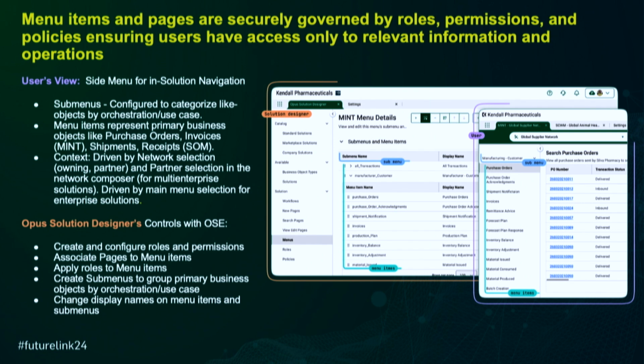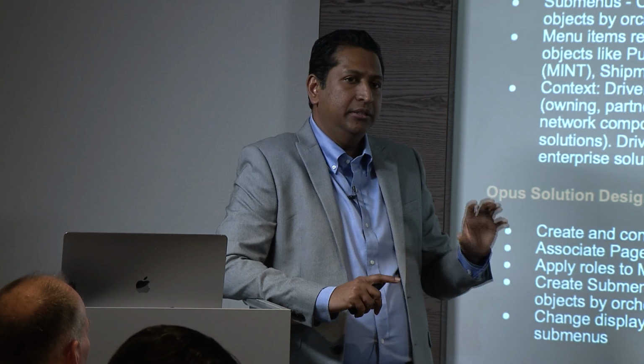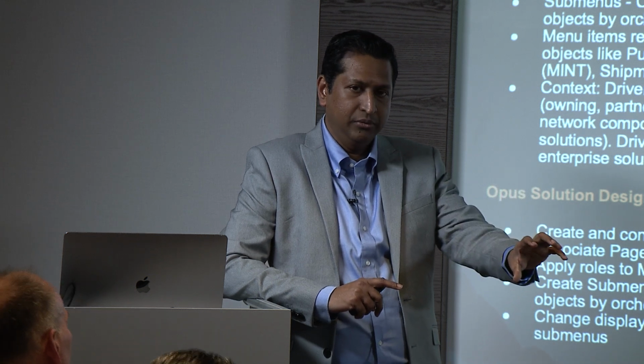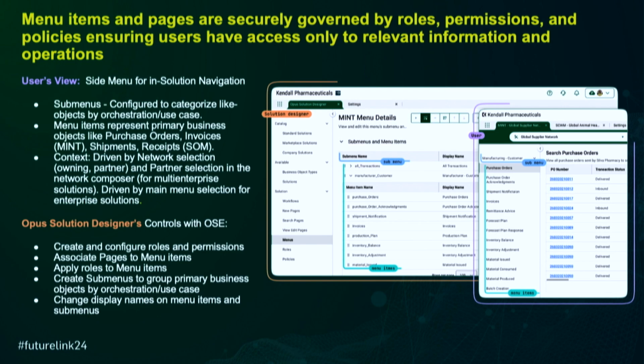Again, look at the menus. Now, this is a different unique use case that we solve. So the menus offer submenus, which categorize your business objects, and then menu items that actually point to the search page of a business object. We also have roles. You can grant access to a specific menu item to your role, and that's how the users get to see what menus they want.